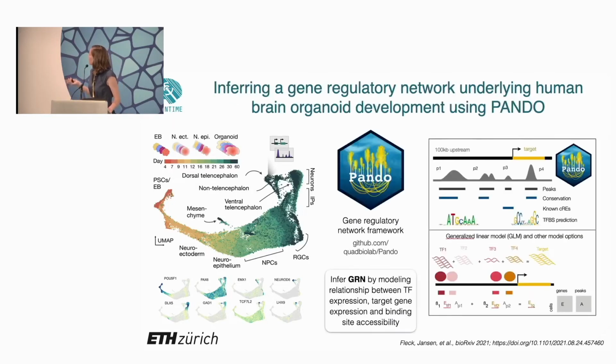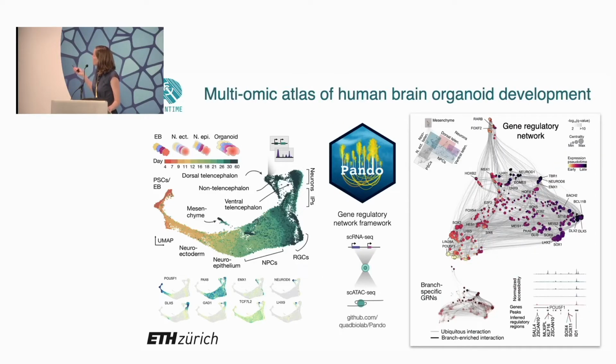We can do manipulations. And in this case, we started by developing a tool to infer gene regulatory networks, which we call PANDO, which uses both modalities together to model the relationship between transcription factor expression, target gene expression, and binding site accessibility. And using PANDO, we can then infer a gene regulatory network for our early organoid brain development data set. Here now I'm just showing transcription factors, but of course we can look into each transcription factor: what is the module it is predicted to control, and what other factors does it interact with.